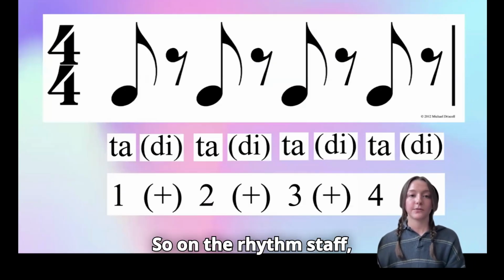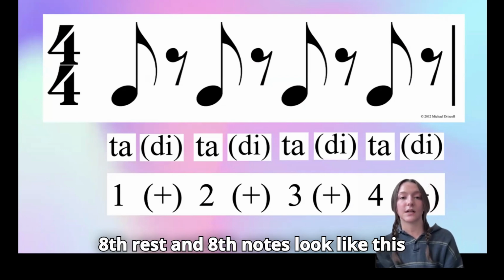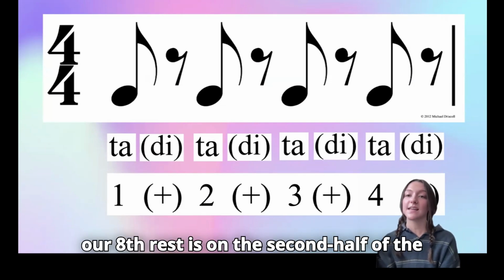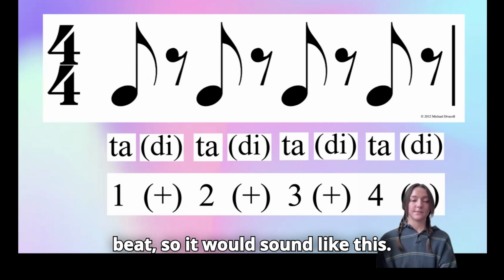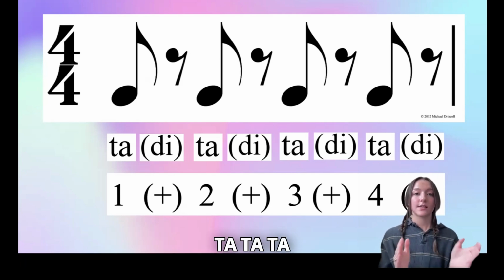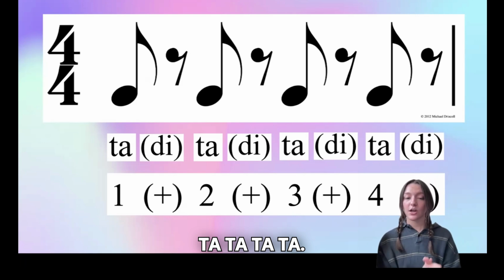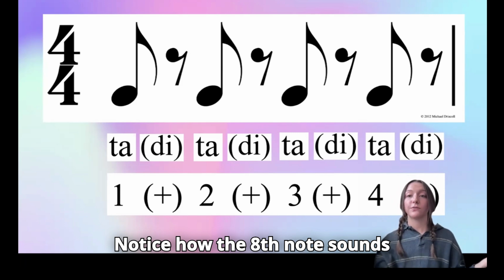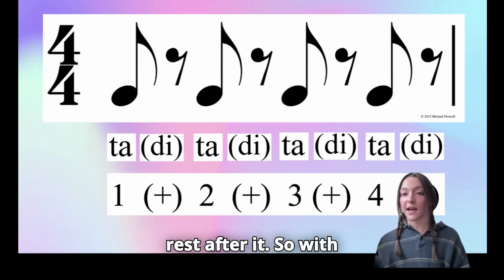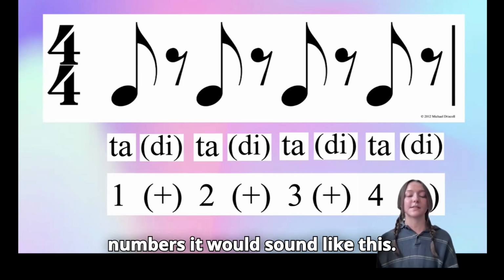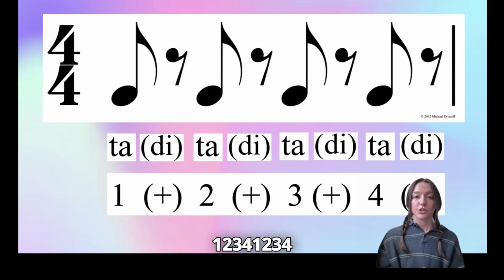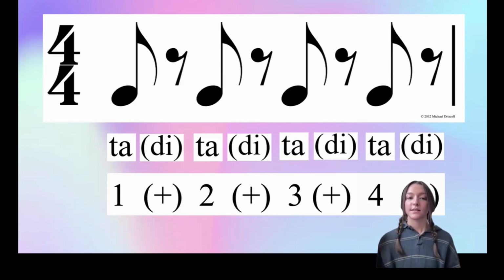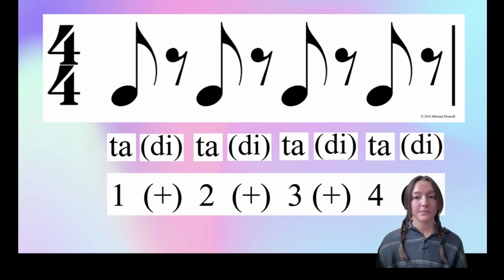So on the rhythm staff, eighth rest and eighth notes look like this together. So in this case, our eighth rest is on the second half of the beat. So it would sound like this. Ta, ta, ta, ta, ta, ta, ta, ta. Notice how the eighth note sounds very short because there is an eighth rest after it. So with numbers, it would sound like this. 1, 2, 3, 4. 1, 2, 3, 4. The eighth rest is on the and of the beat, the second half.